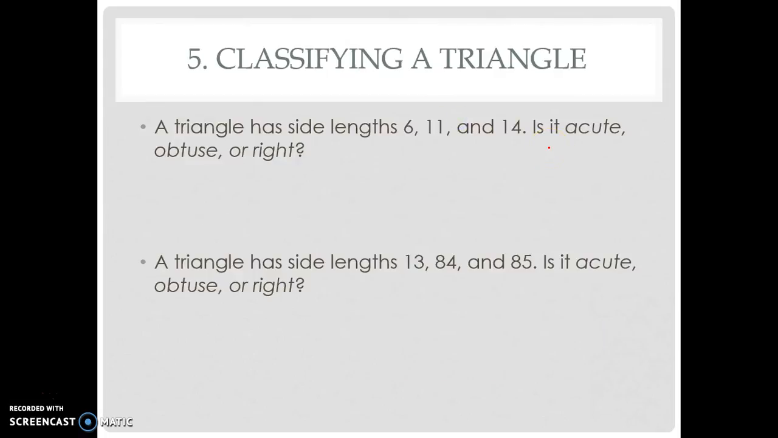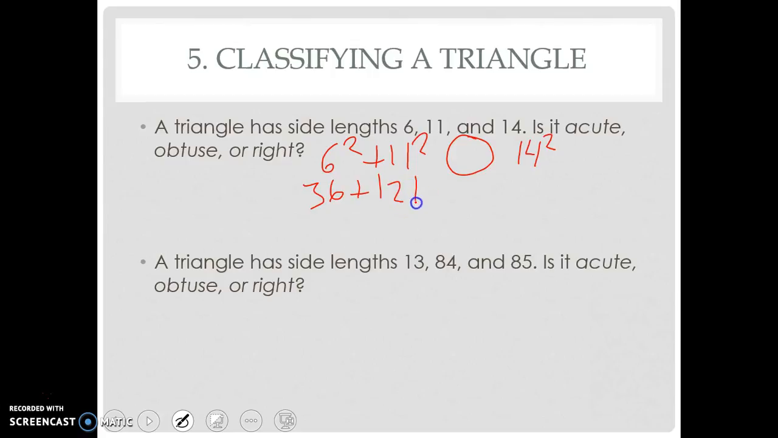This says a triangle has side lengths 6, 11, and 14. Is it acute, obtuse, or right? So this is where the order matters, A, B, and C. So you're going to plug those in to see if it works. So you have 6 squared plus 11 squared, and we're going to compare it to, and that's why I have a huge circle there, because I'm going to fill it in with whatever fits. So 6 squared is 36. 11 squared is 121. And 14 squared, I don't know off the top of my head, 196.